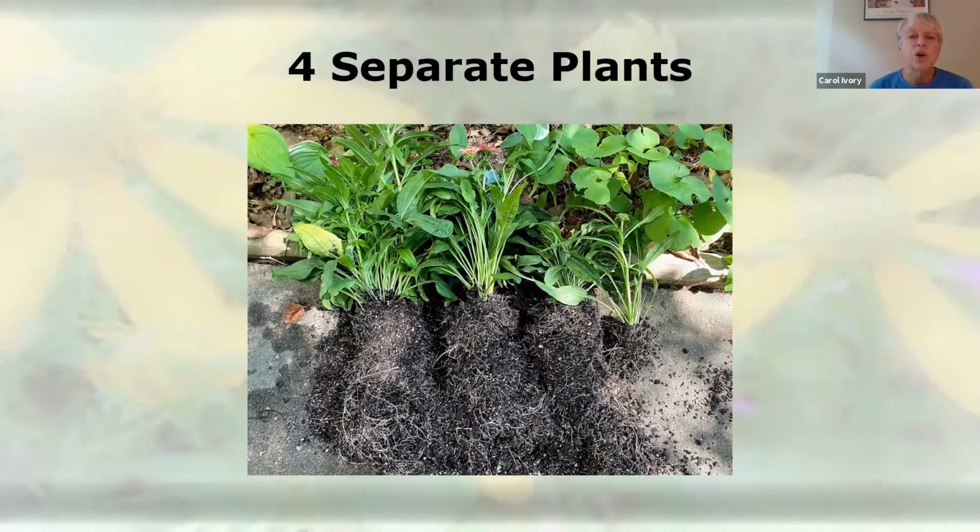Okay, so I separated these, and I got four plants. Now, one of them was really big, and if I had been a little bit more aggressive, that one on the far left, there might have been more than one crown that I could separate out, but I might have lost some of the plants. So I just kept that one together. I said, I'm not going to be greedy. 4 is a good one.